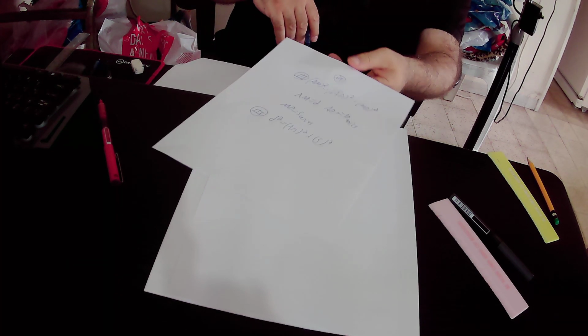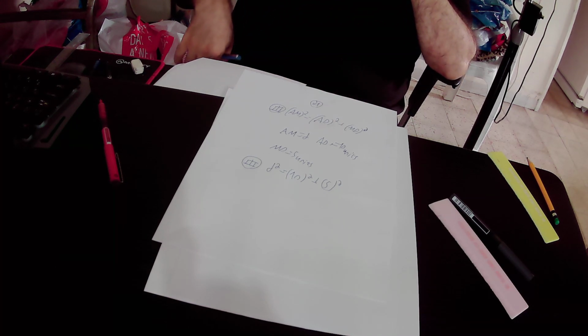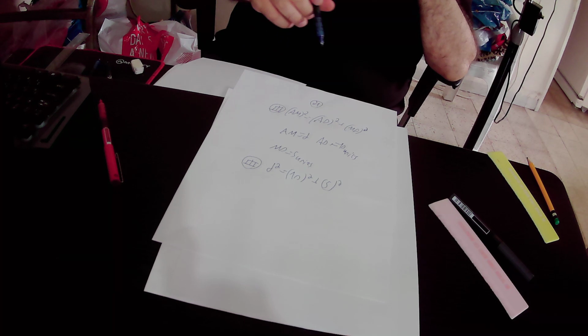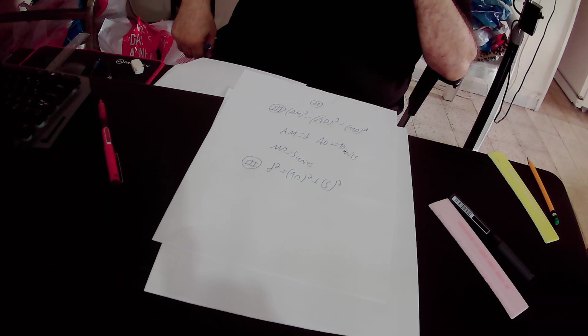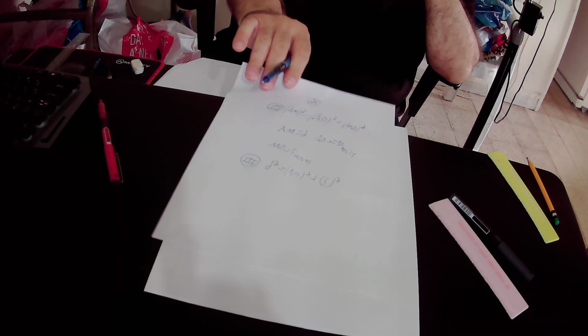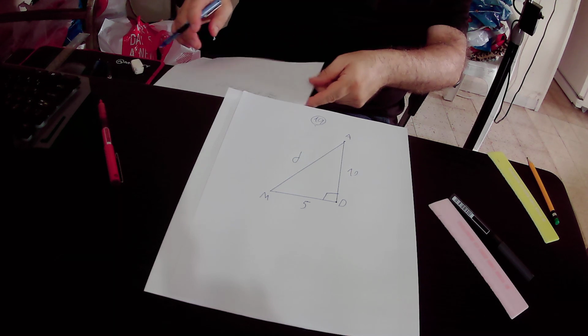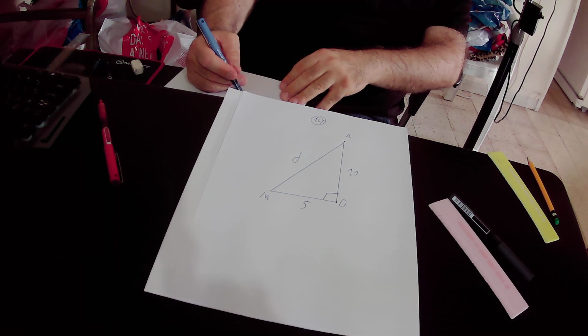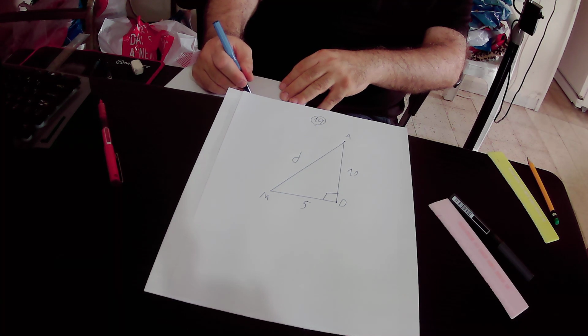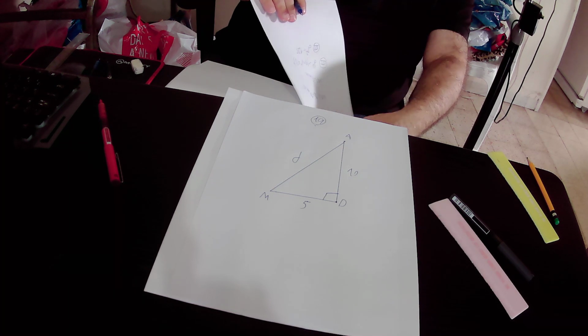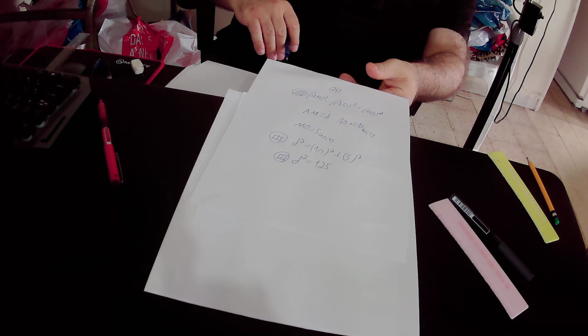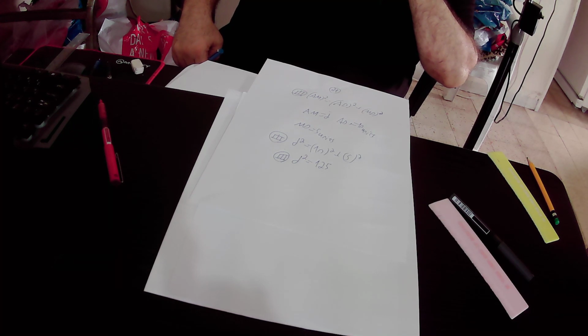So after we put the data in equation number 3, we got that d square equals 10 square plus 5 square. 10 square is 100, 5 square is 25, 100 plus 25 equals 125, so I write it down. So we got that d square equals 125.